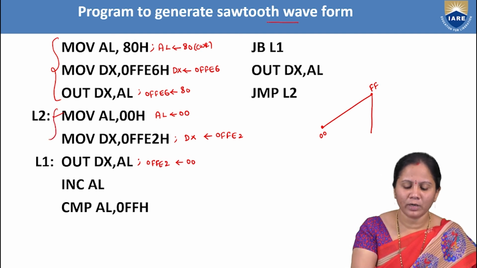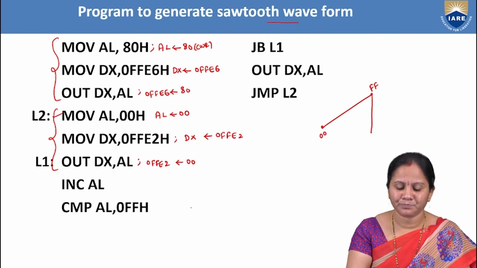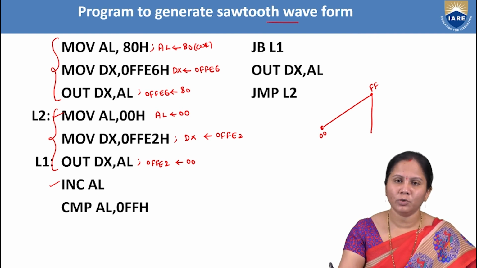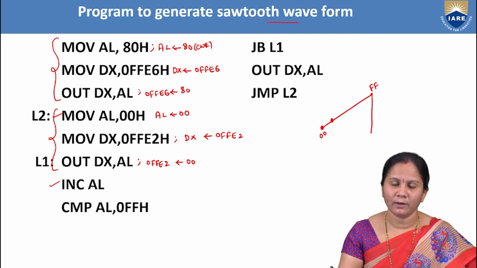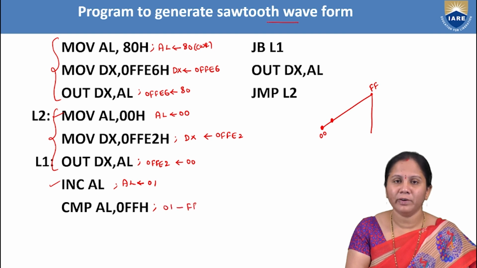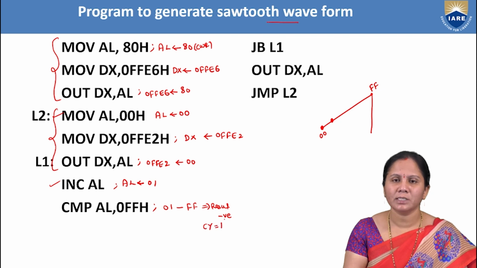So these three are related to port B initialization. Next, you have to increment the value of AL. Why? Because AL is 00. In order to get to this point, you have to increment the value of AL. So here the AL value will become 01 and compare AL comma FF. So here this 01 will be compared with FF. Comparison means a subtraction operation, so it leads to a result which is negative. So if there is a negative result, the carry bit is set.